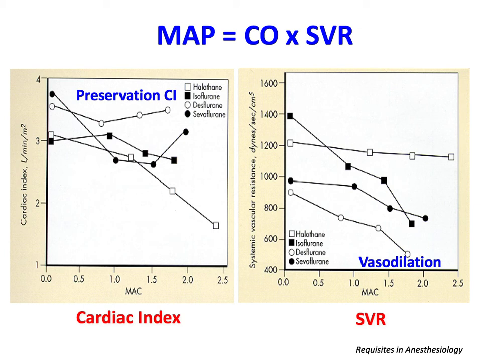So if you look at the graphic on the far left, with cardiac index on the y-axis and MAC on the x-axis, you can see that in general, cardiac index is preserved, excluding halothane, which is mainly shown here for historical benefits. On the far right, you can see systemic vascular resistance on the y-axis and increasing MAC concentrations. And in general, you can see that there is a decrease in systemic vascular resistance with increased amount of delivered volatile anesthetic. So simplistically, you can think of our volatile anesthetics as vasodilators that preserve cardiac index.